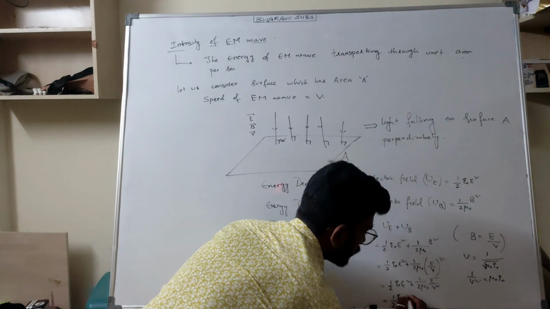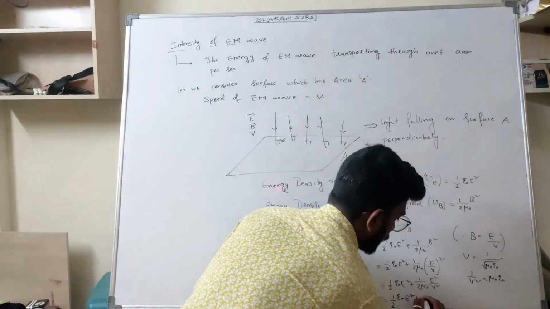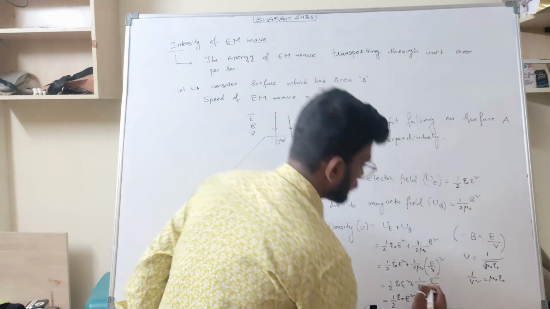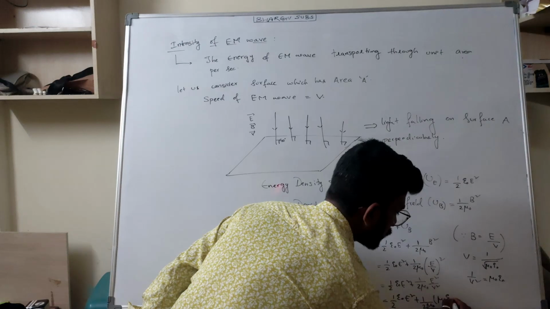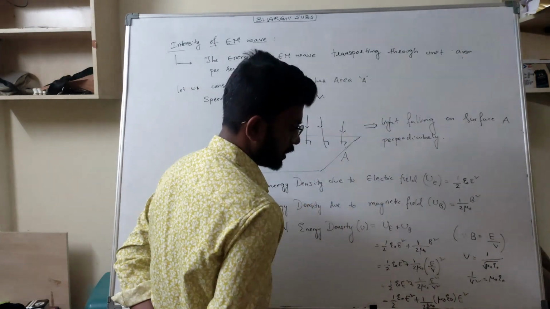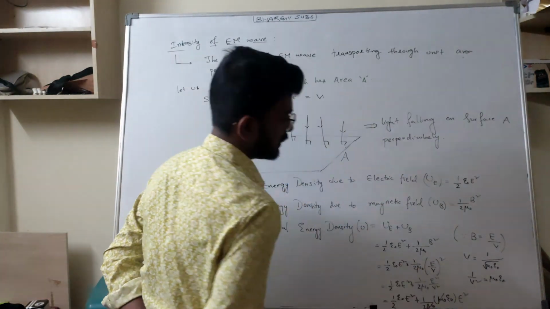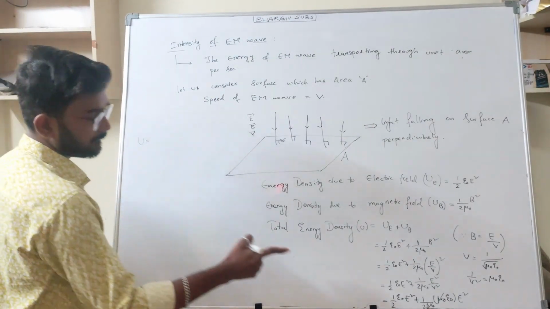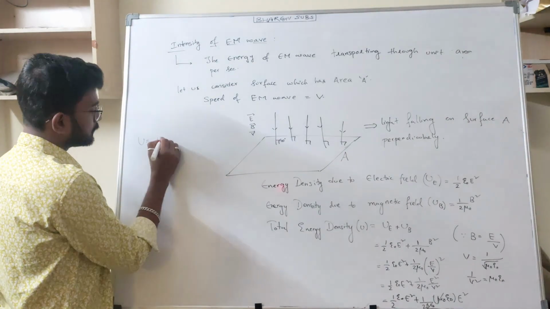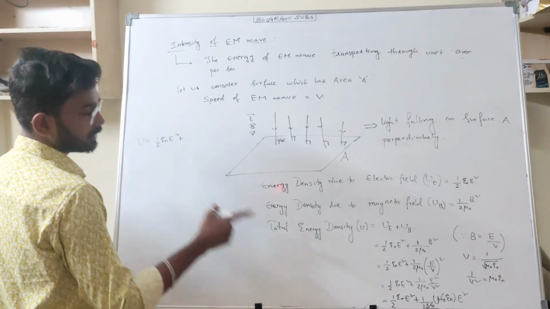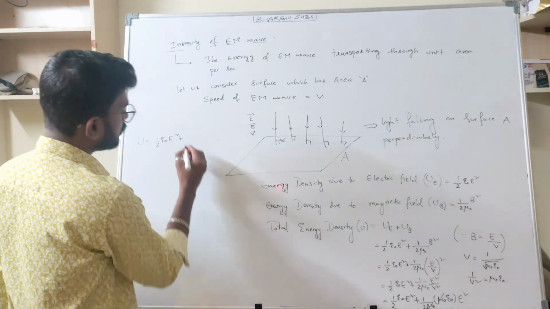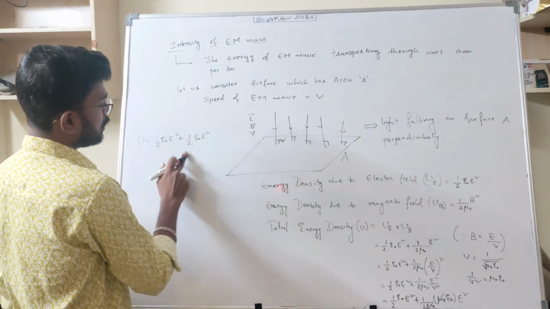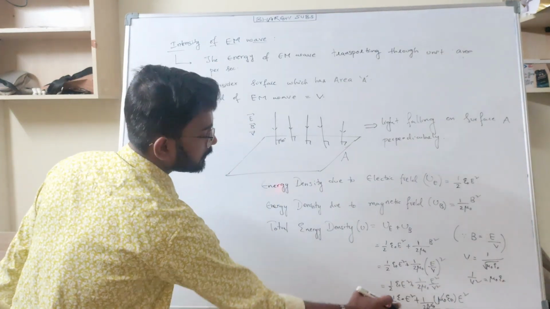Half epsilon naught E square plus 1 by 2 mu naught, and 1 by V square is mu naught epsilon naught E square, right? So this mu naught gets cancelled. Then what will I get finally? U is equal to half epsilon naught E square plus, and again mu naught gets cancelled now, so half epsilon naught E square.